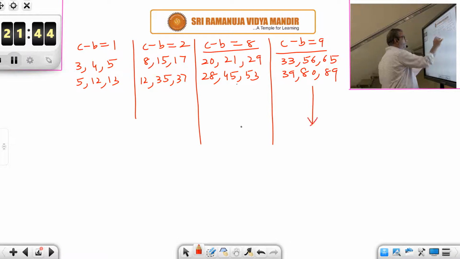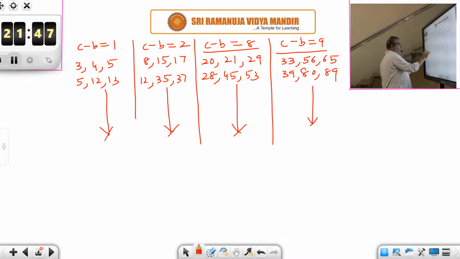The list continues, and each list consists of an infinite number of Pythagorean triplets. Next, characteristic 10, 11, 12, etc. The same way we can investigate also. So let us leave it here.